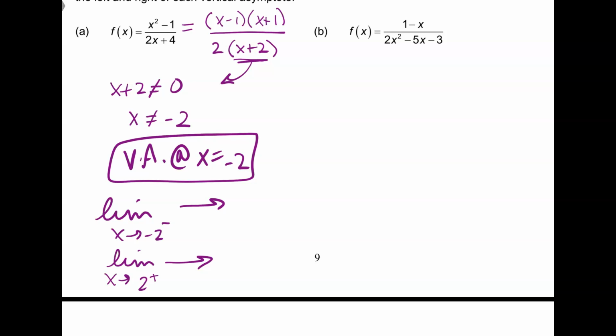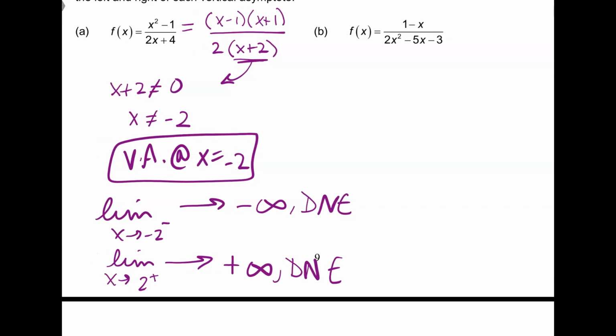So there's a vertical asymptote at negative 2. As I'm approaching it, am I going to positive or negative infinity? Well, as I come from the left side, from the negatives, I'm going to negative infinity. As I come from the positive side, the right side, I'm going to positive infinity. Exactly.